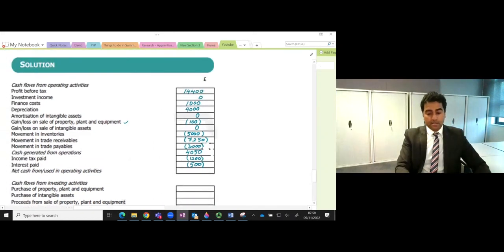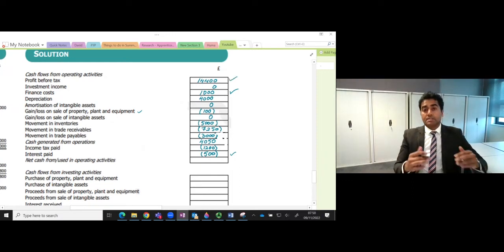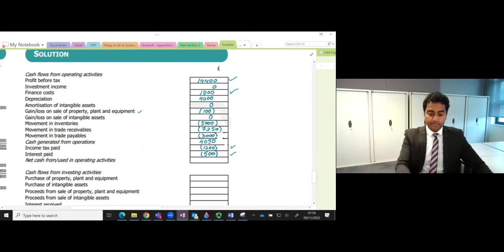Now you must be thinking that in the income statement I added back the finance cost and then I subtracted the finance cost. Why didn't I do that with the tax? Notice that I picked up 14,400, which is profit before tax. This is not profit after tax, this is profit before tax. That's why I did not add back the tax, but I'll be subtracting the tax which has been paid.